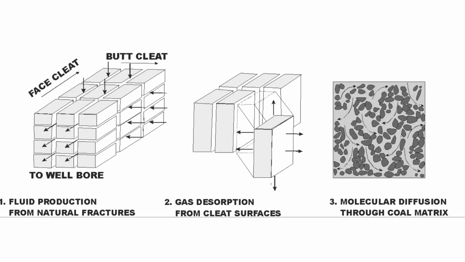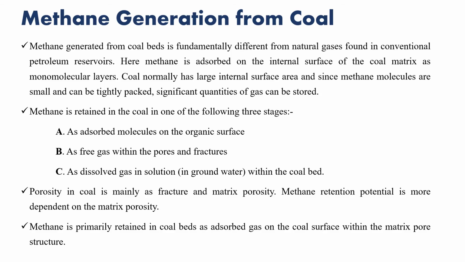So fluid production from natural fractures, gas desorption from cleat surfaces, from every side of surface desorption, then diffusion through the coal matrix. Methane generation from coal. Methane generated from coal beds is fundamentally different from natural gases found in conventional petroleum reservoirs. Here methane is adsorbed on the internal surface of the coal matrix as monomolecular layers. Coal normally has large internal surface area, and since methane molecules are small and can be tightly packed, significant quantities of gas can be stored.